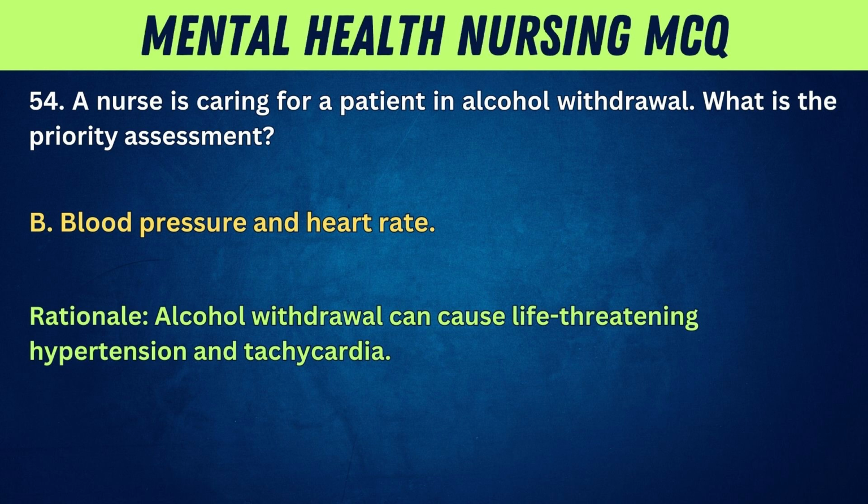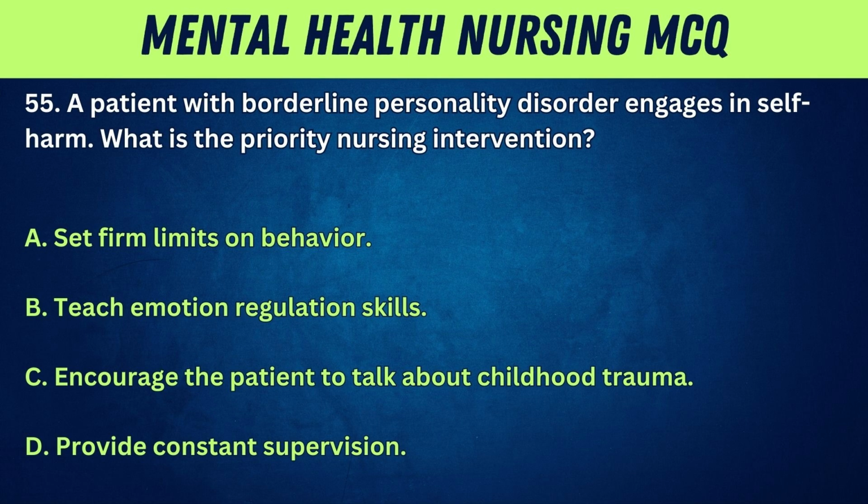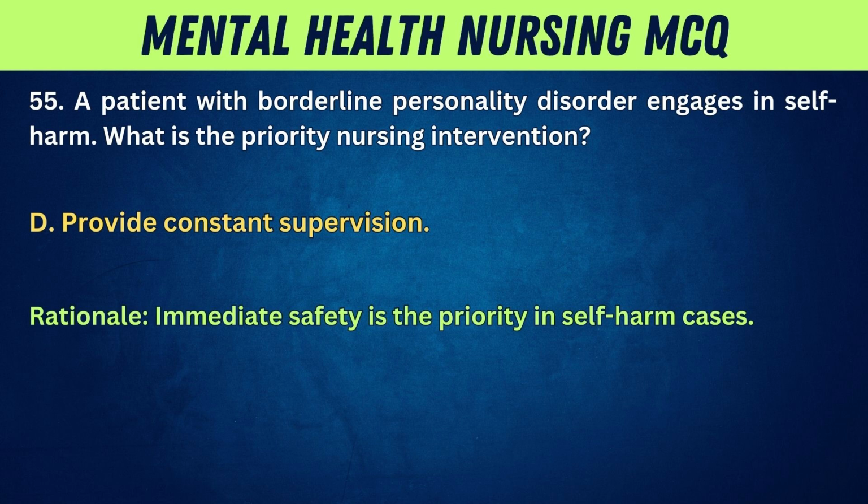Rationale: alcohol withdrawal can cause life-threatening hypertension and tachycardia. 55. A patient with borderline personality disorder engages in self-harm. What is the priority nursing intervention? A. Set firm limits on behavior. B. Teach emotion regulation skills. C. Encourage the patient to talk about childhood trauma. D. Provide constant supervision. Answer: D. Provide constant supervision. Rationale: immediate safety is the priority in self-harm cases.